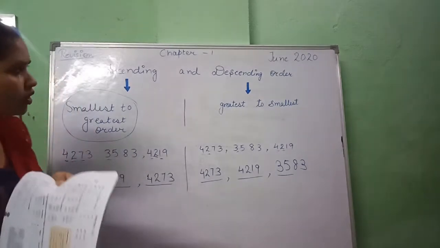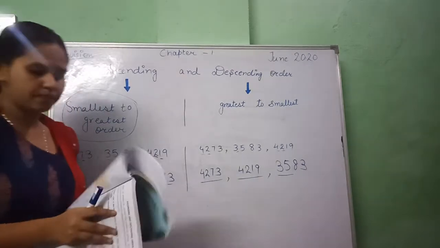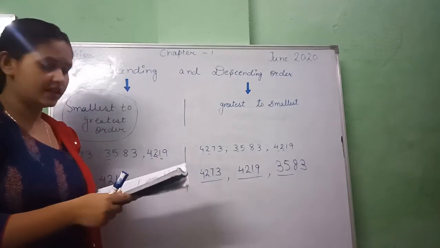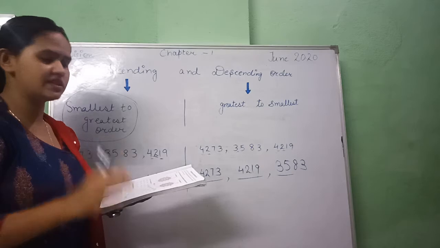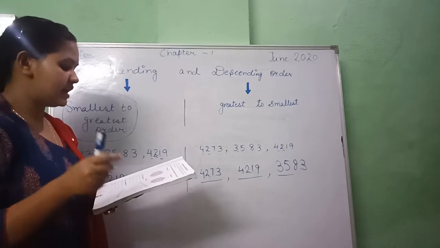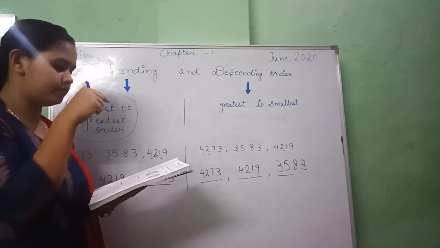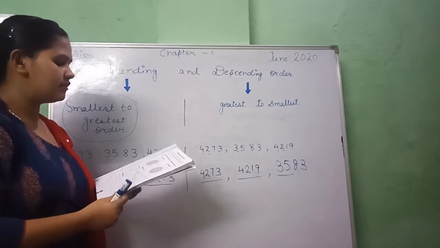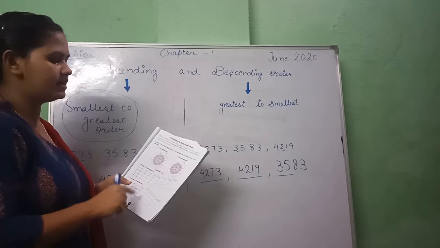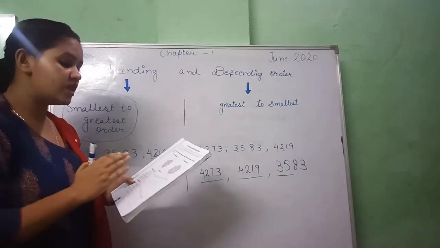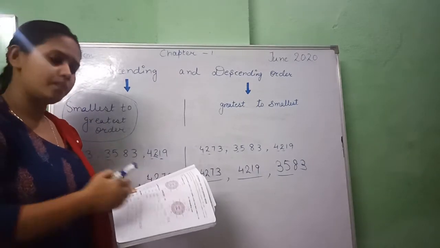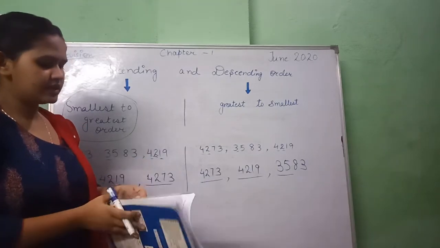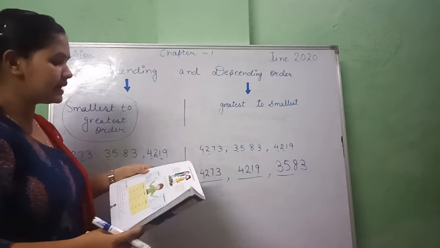If you want to do more of these sums, you can practice them at home. You can see page number 17, which is full of exercises of ascending and descending. You can see here there is also a wheel given to us, that is circles, which are given like smallest to greatest and greatest to smallest. In this way you can learn these things in another way. So in this way we have done our ascending and descending order.